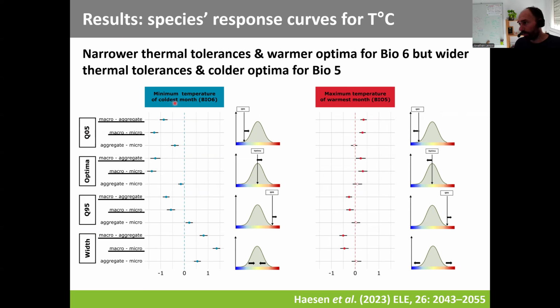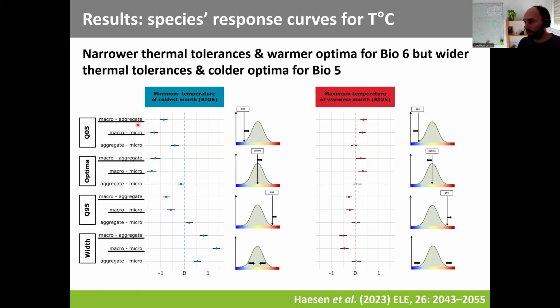Here we have the minimum temperature of the coldest month, bio6, the maximum temperature of the warmest month, bio5, and here we have the percentile of the position of the different niche parameters. So here the lowest percentile of the niche along the temperature gradient, so the coldest extreme of the niche, and then here the 95th percentile, which is the warmest limit or the higher thermal limit of this species response curve, and then the optimum condition. And those are the pairwise differences between the 140 species that we studied.